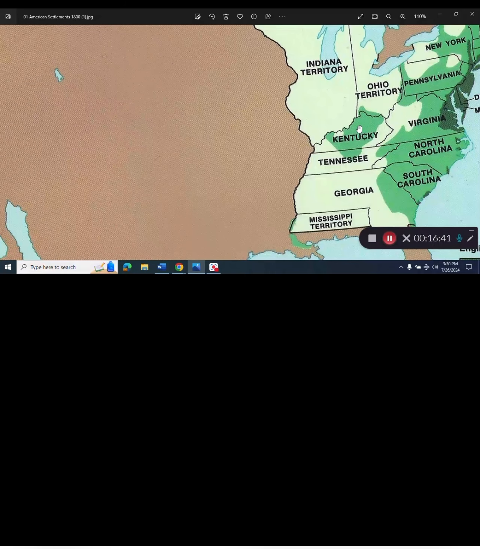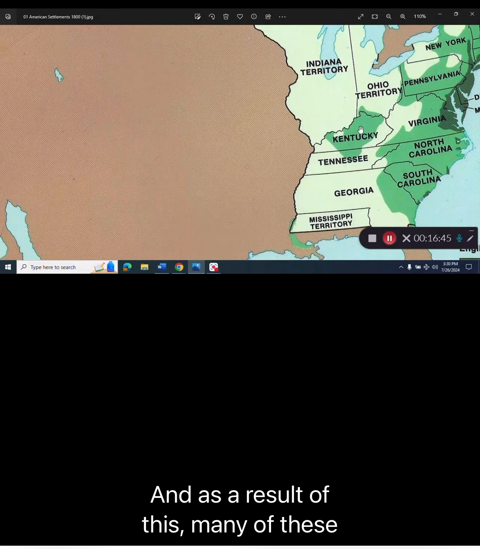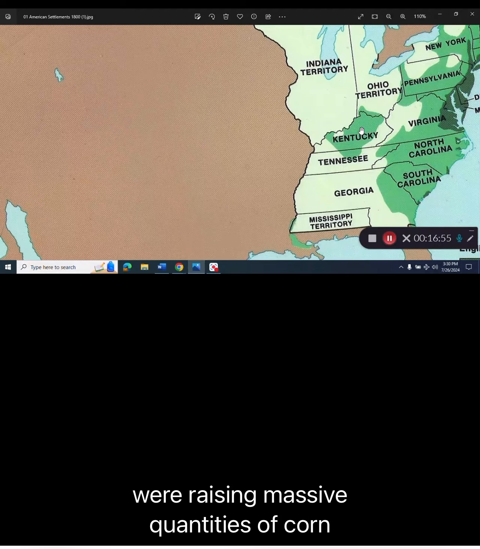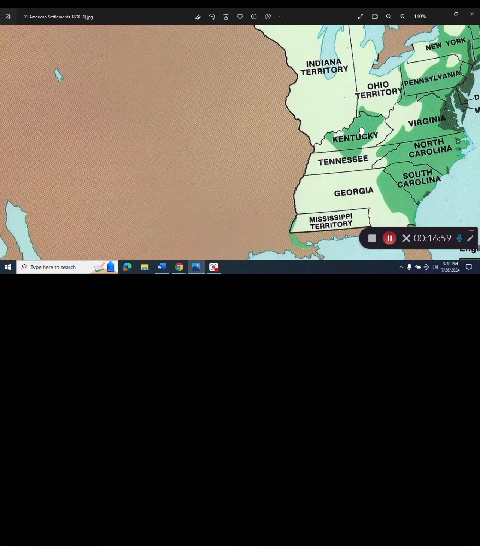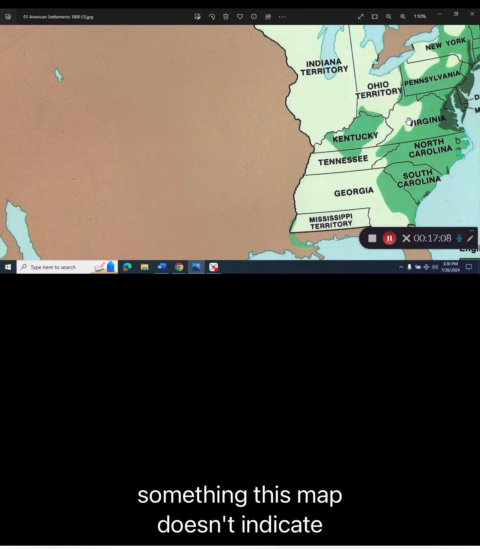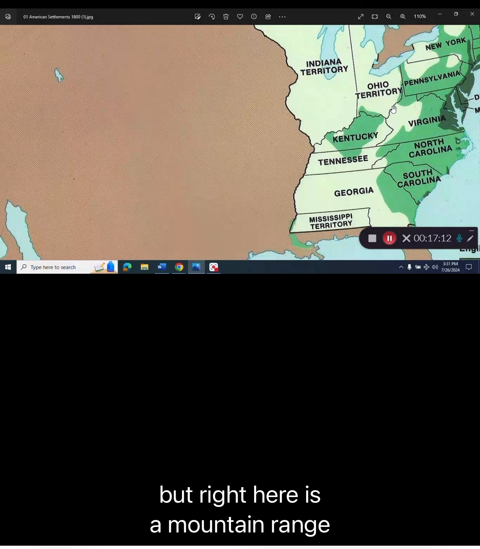Okay, and as a result of this, many of these Anglo-American settlers in Kentucky began to produce corn, and they were raising massive quantities of corn that would be measured in the tons. And the only way for them to get their corn out of Kentucky, and something this map doesn't indicate, but right here is a mountain range.